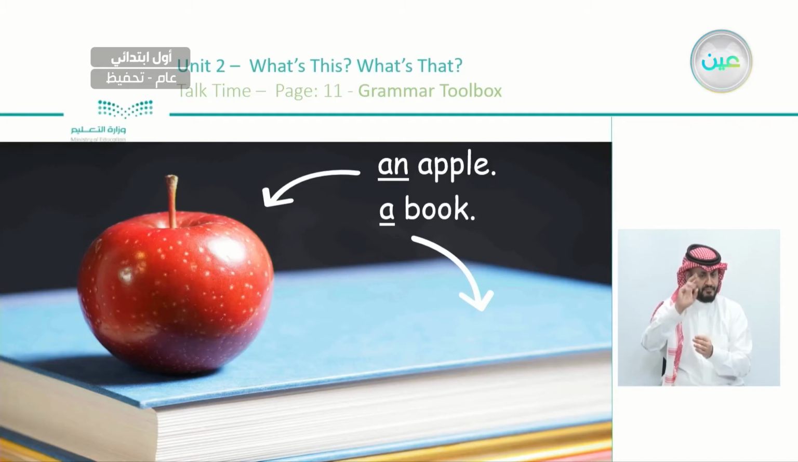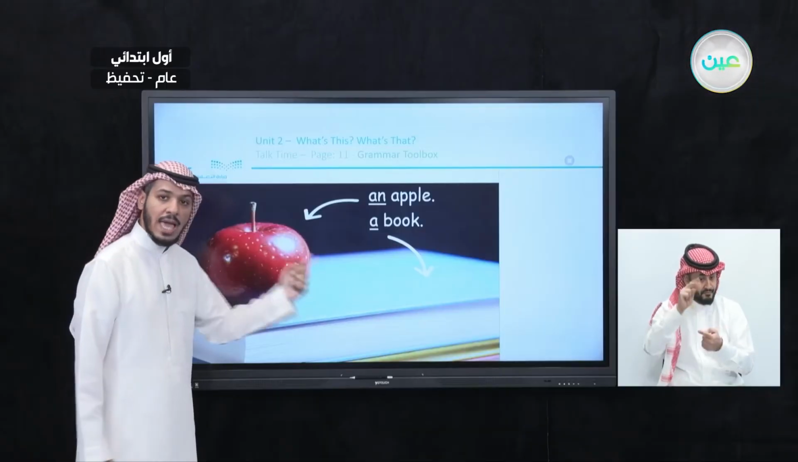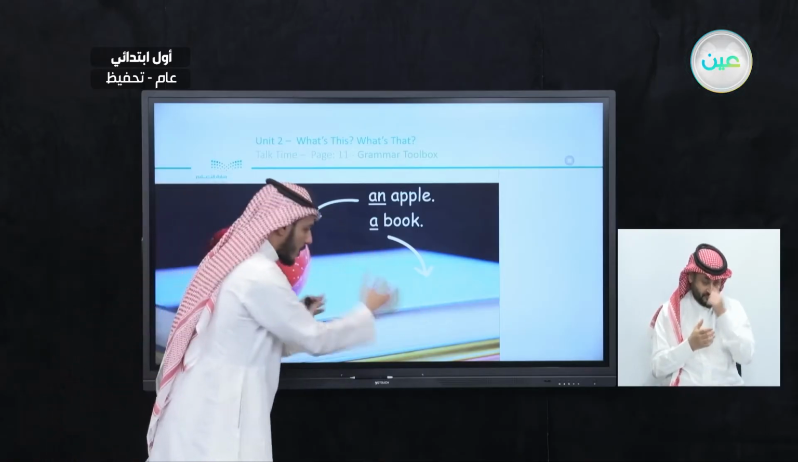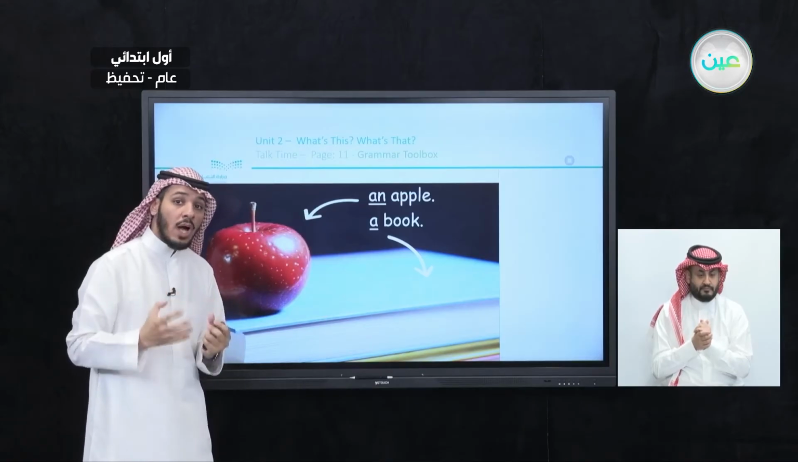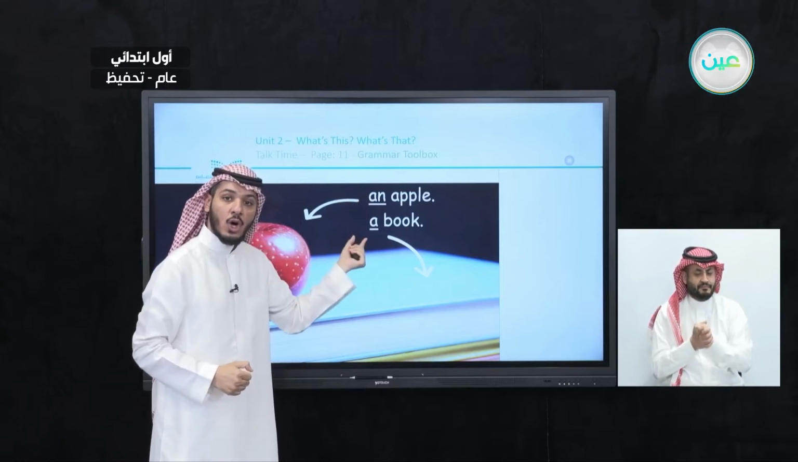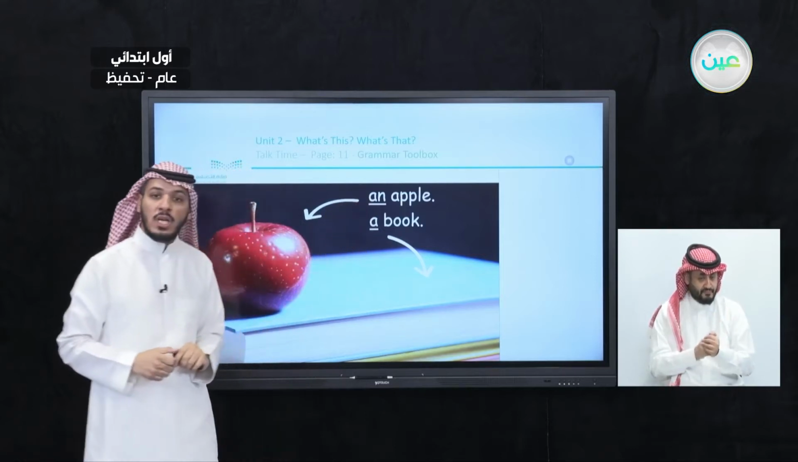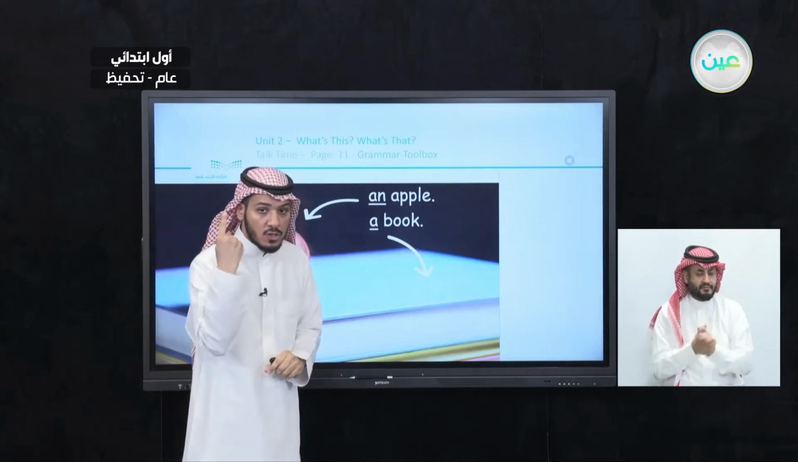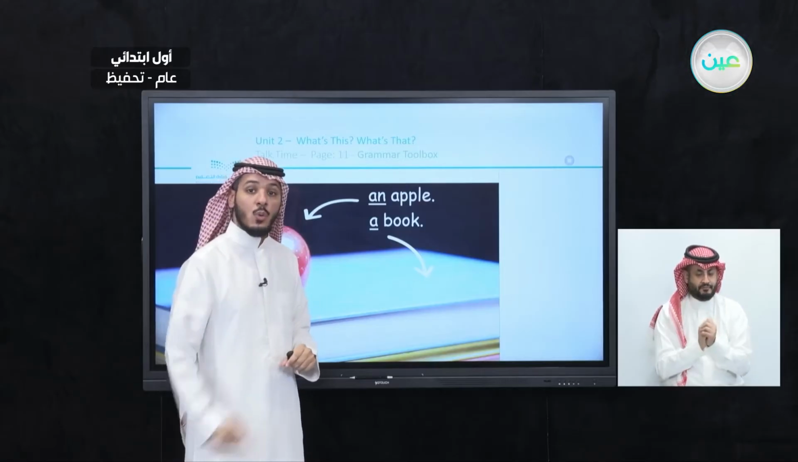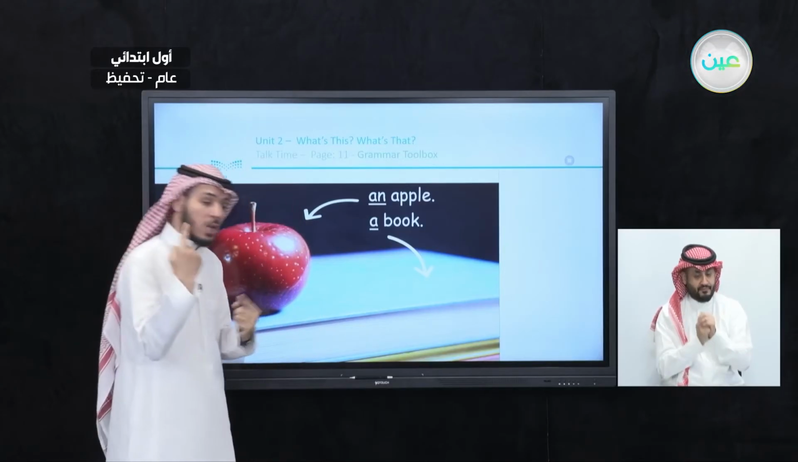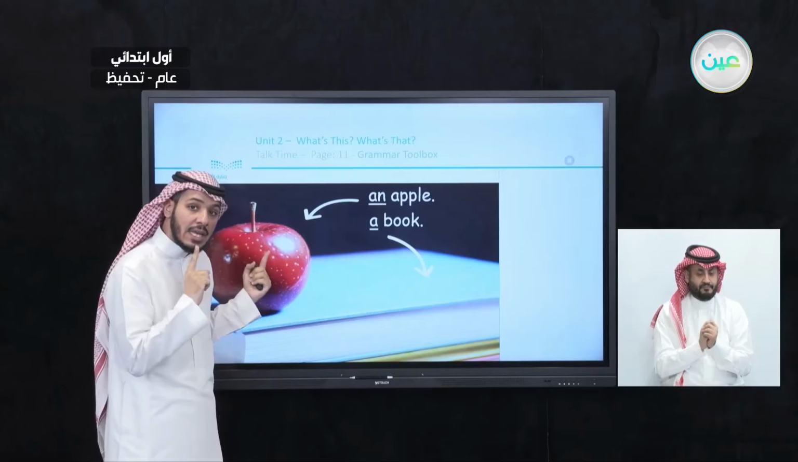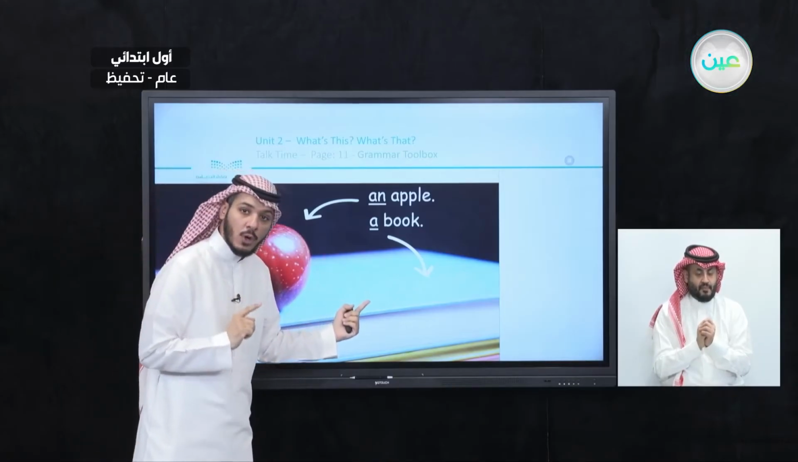Excellent. So we have a book. So we have an apple, a book. You know apple and you know the book. Okay, now can you tell me why did I say an here and a here? We use an and a for the singular, for one only, the singular indefinite article. So we have only one apple and only one book.